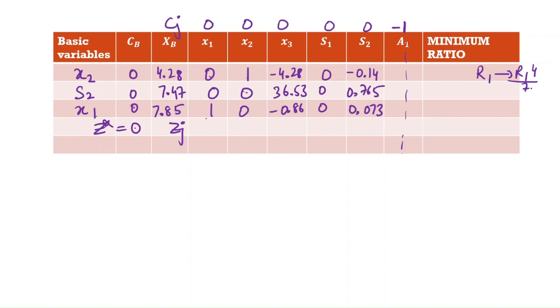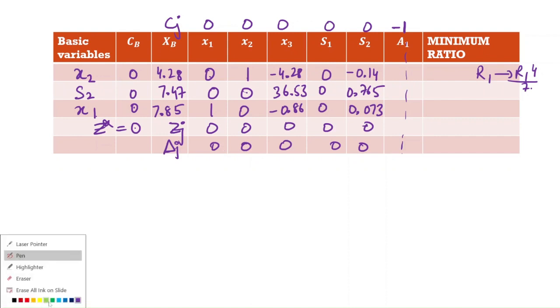Zj that we are getting is again 0 in all the cases. Delta j would be 0. So as we can see, at the end of phase 1, Z star is at a 0 level. As we know, Z star is at a 0 level with no artificial variable in the basis. That means here we can't see any artificial variable. So we can move to the second phase.